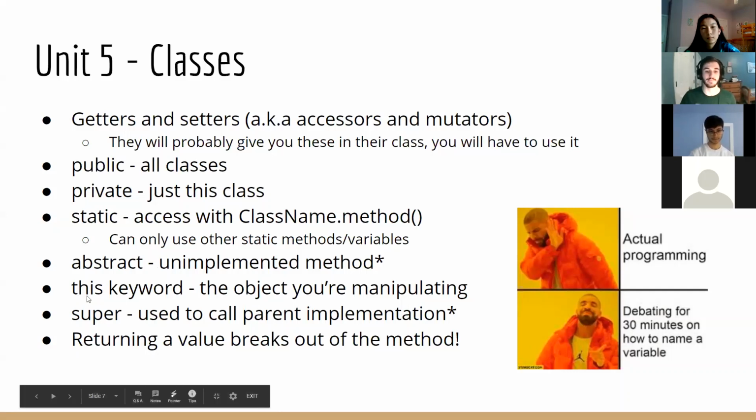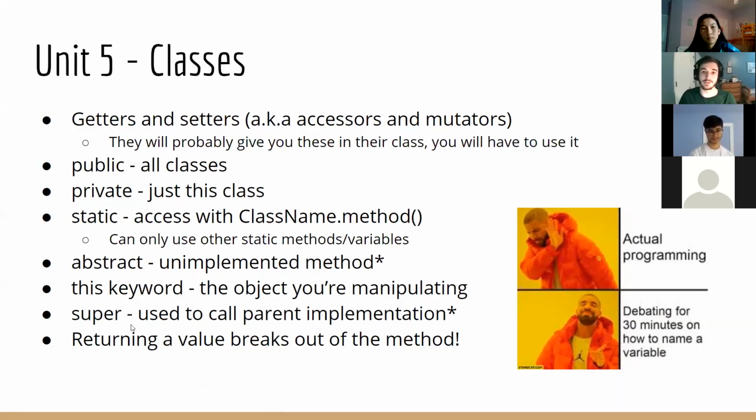This keyword, so when you're saying this dot something, it's very useful in constructors when you have a parameter that's the same as an instance variable. So if you want to access the instance variable, you have to use this dot, but if you just want the parameter, it would be the name of the parameter. So if you have a class that has an instance variable name, but the constructor also has name as the parameter that it's passed, you would do this dot name equals name to have it update correctly.